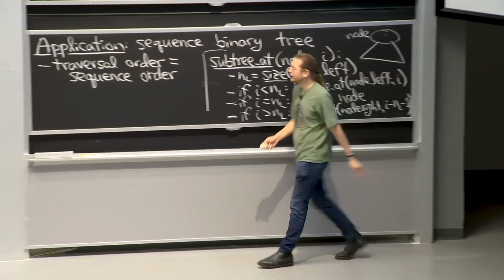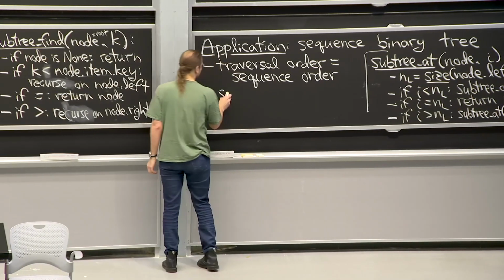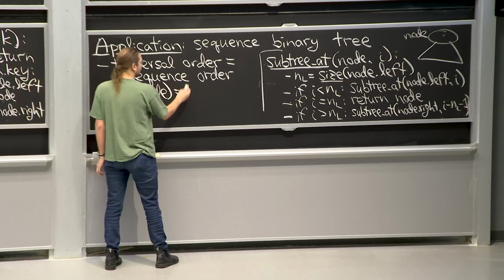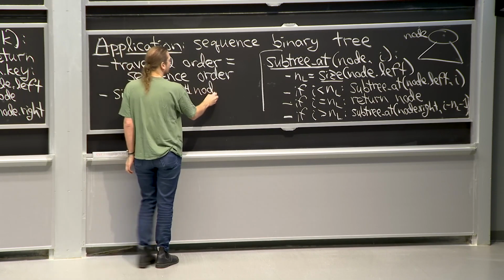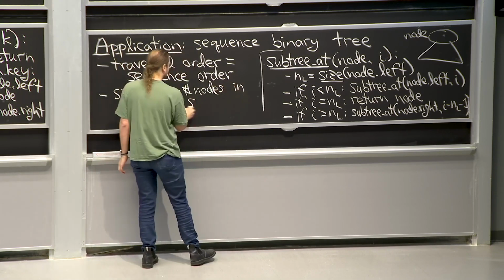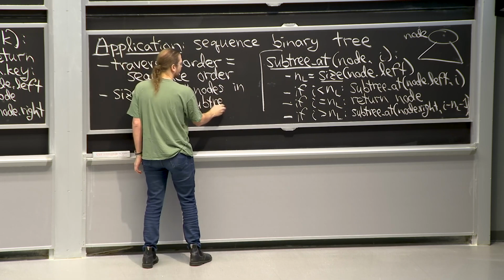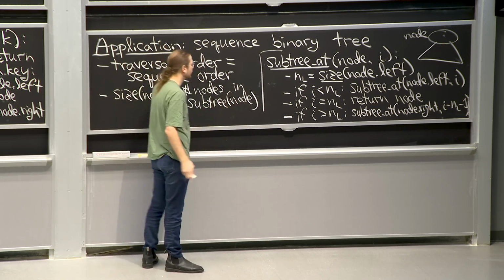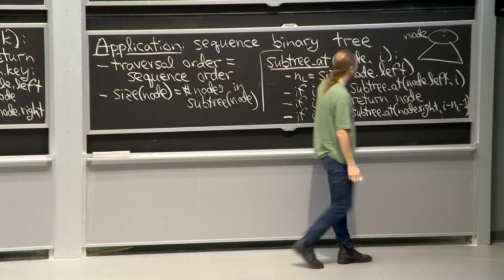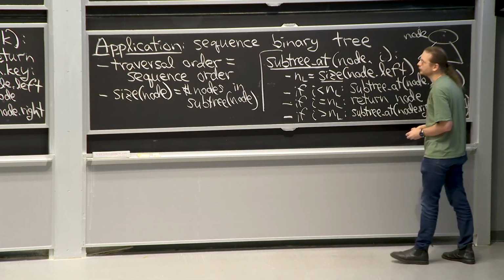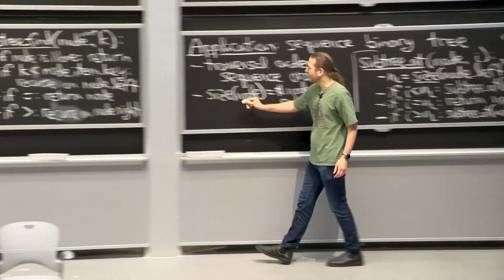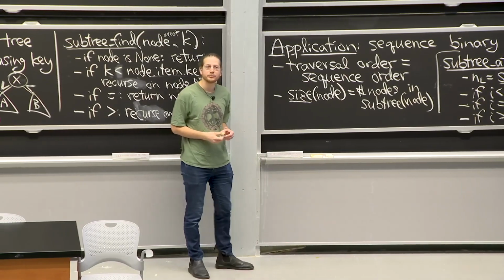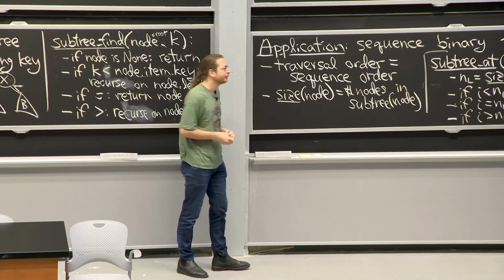So let's define the size of a node to be the number of nodes in its subtree. We're calling that subtree(node), including the node itself. So if I somehow knew the size, this seems important for understanding indexes. Let's just assume that I knew that magically in constant time.